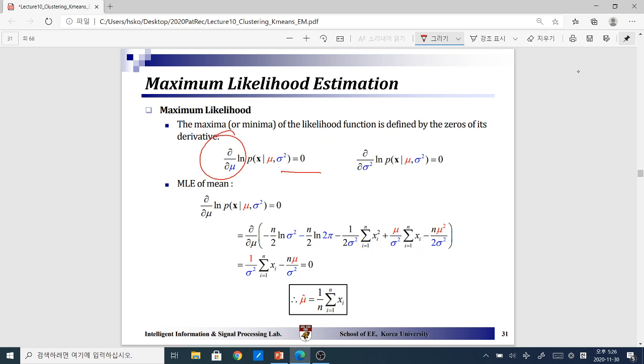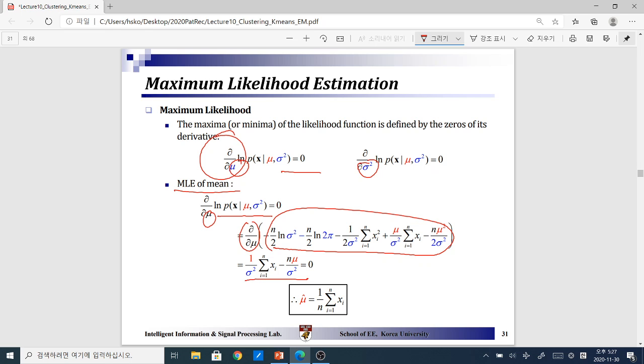Then you take the gradient, or the derivative, and set that equal to 0. That's what the derivative is, right? And we do that for two parameters, one for mu and one for the variance. For the case of the mean, or mu, that would be the MLE of the mean. So you take the partial derivative of this log likelihood with respect to mu and set that equal to 0.